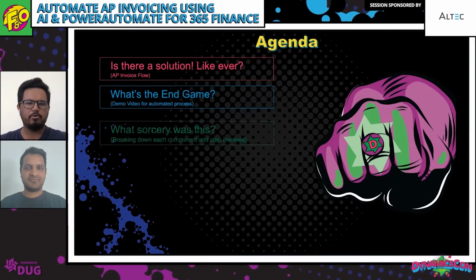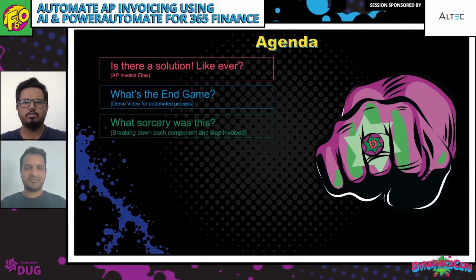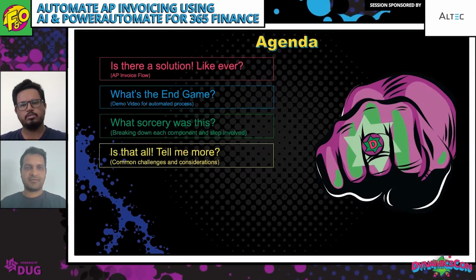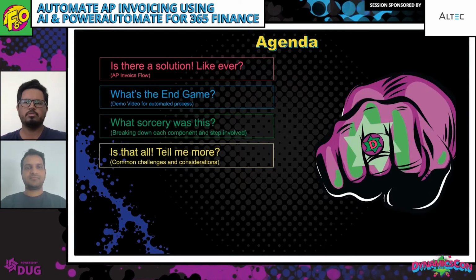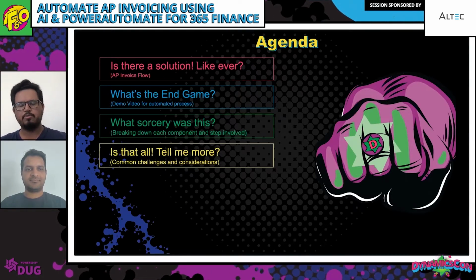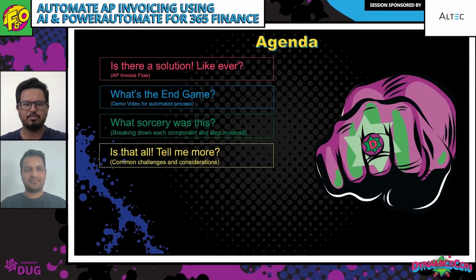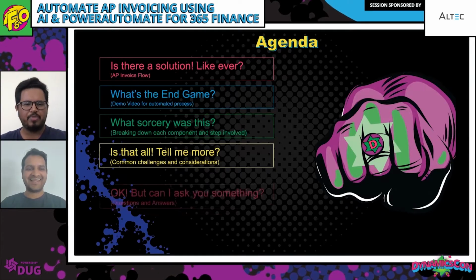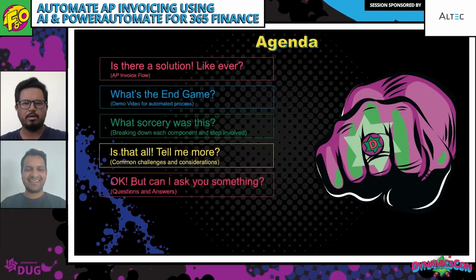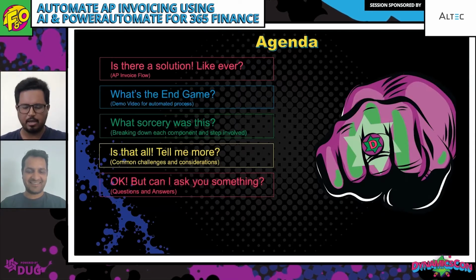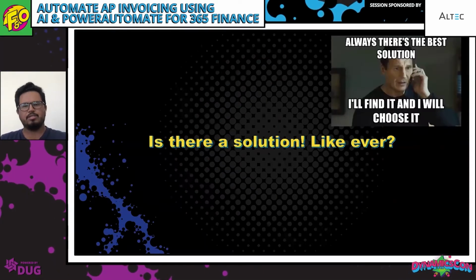Then we are going to explain what we have done with respect to components and the different steps involved in order to achieve this end-to-end process. After that, we will tell you some of the common challenges and considerations that you need to take. These are some of the questions in your mind that we are expecting. We don't have telepathy skills though, that's just a note. And then we invite you to come to our live Q&A session chat and ask us any questions if you have.